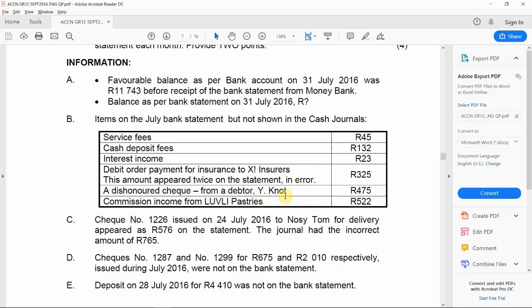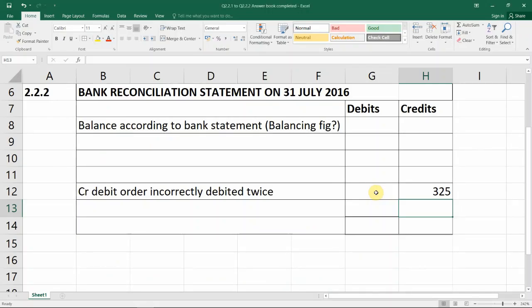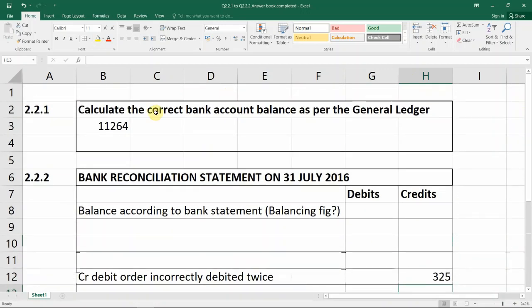A dishonored check from the debtor, why not 475 Rand? So we are only aware that this payment didn't go through the bank once we received the bank statement. Initially we would have recorded when we received the money from the debtor in our CRJ. Now we will have to reverse it in our CPJ. So the effect will be that our bank is going to decrease by the 475 Rand. So we will have to subtract 475 Rand.